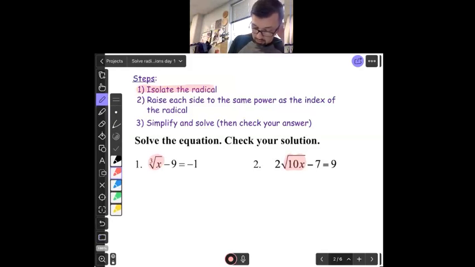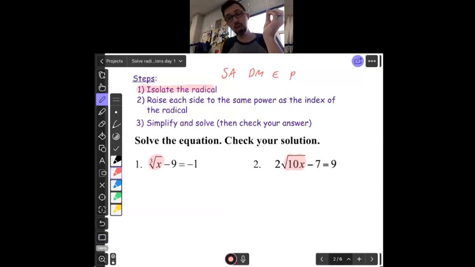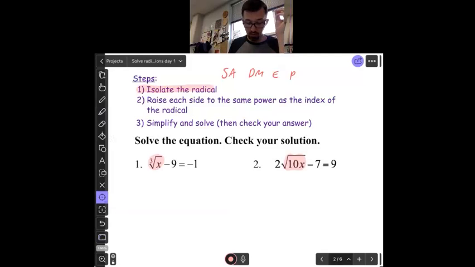Really, guys, if you focus on something I've been talking about all year, which is just SADMAP, you'll be fine. How do we solve equations? We undo them. What order do I undo them in? We undo them in the opposite order of PEMDAS. So when it says isolate the radical, that's because the radical is an exponent. So I need all that stuff on the outside of it to go away first. That 9 needs to get gone. That 2 needs to get gone. That 7 needs to get gone. Before I can deal with this.